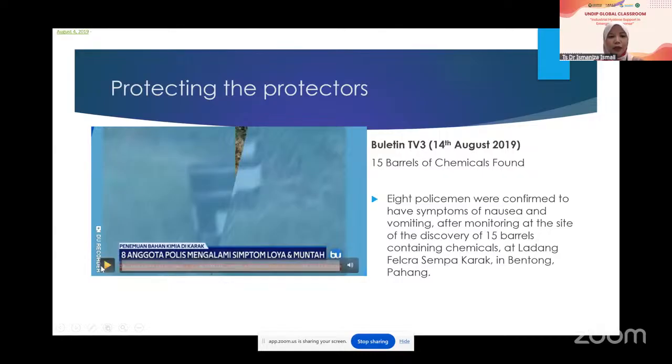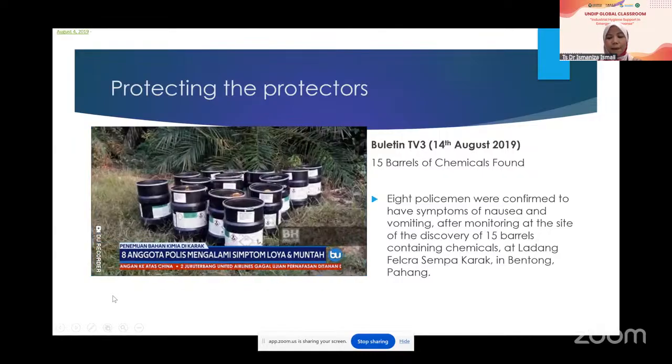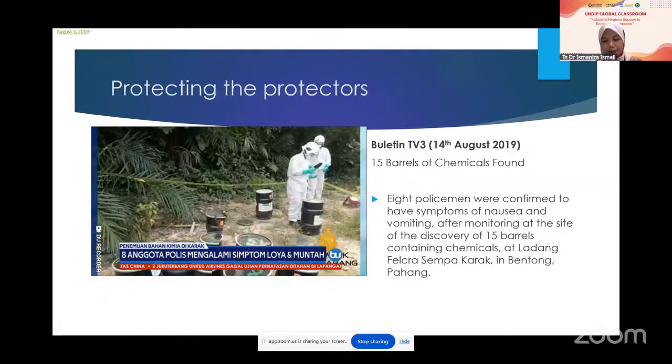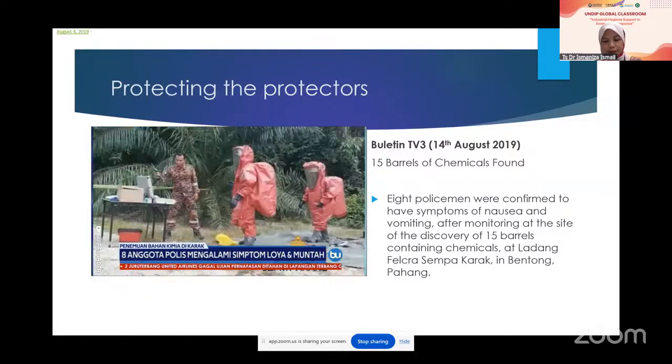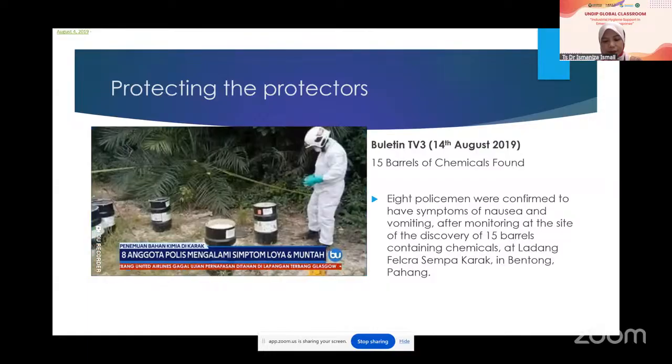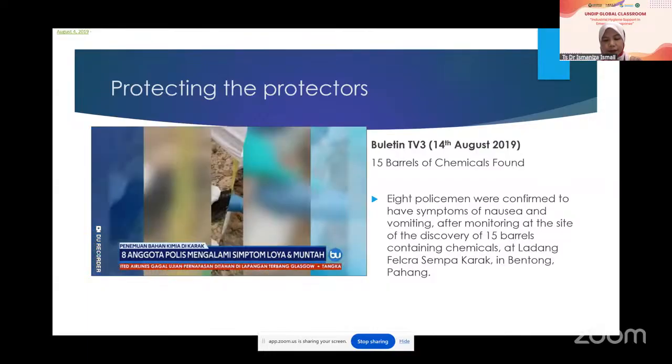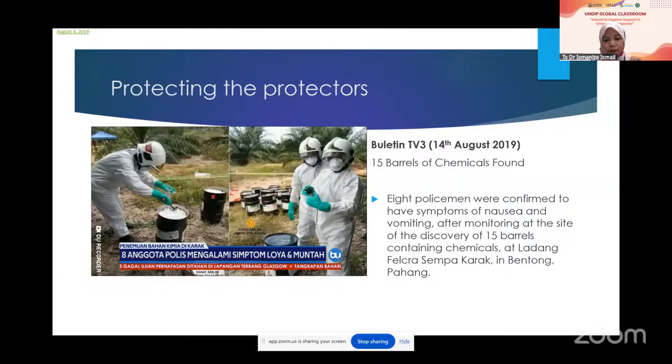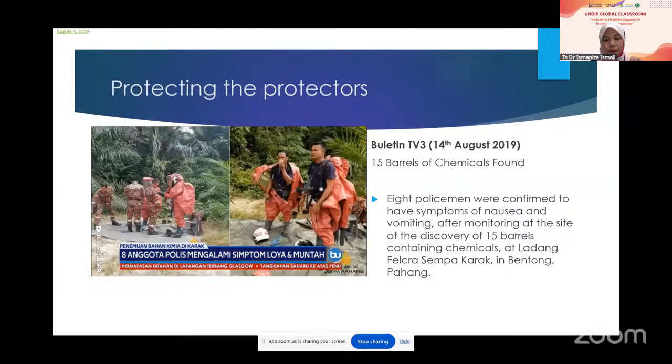Pihaknya kini masih belum menerima laporan lengkap berhubung punca sebenar kejadian itu. 8 anggota polis terbabit membuat pemeriksaan ke atas 15 tong yang berisi bahan kimia selepas dimaklumkan orang awam sebelum dilaporkan kepada Jabatan Alam Sekitar dan Unit Bahan Berbahaya Hazmat dari Jabatan Bomba dan Penyelamat Malaysia Pahang.